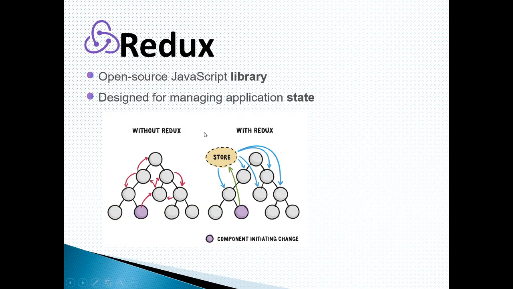Redux is basically an open source JavaScript library designed for managing application states. Without Redux, every component can have information and can pass information to other components, and this component has to pass state information to this and this, and the information has to be passed from one component to another component. You have to manage all this passing of information using props or states, etc.